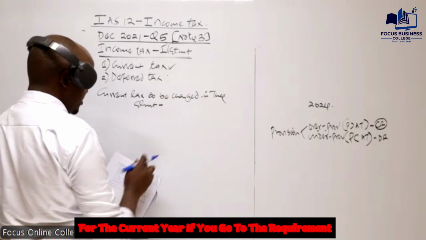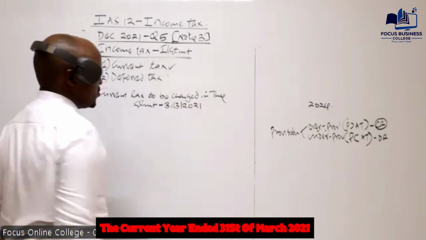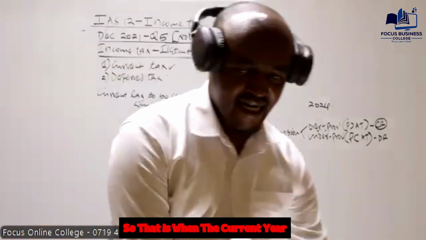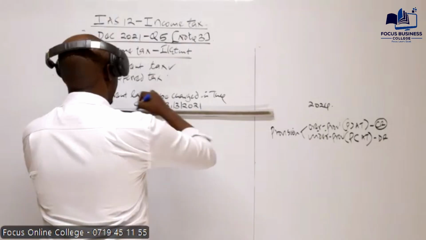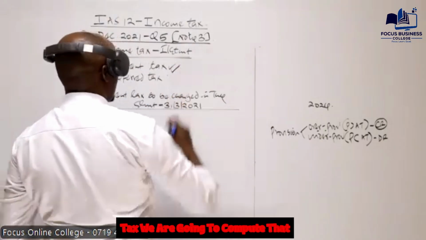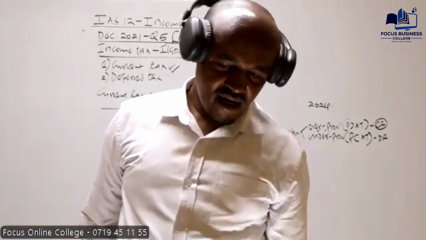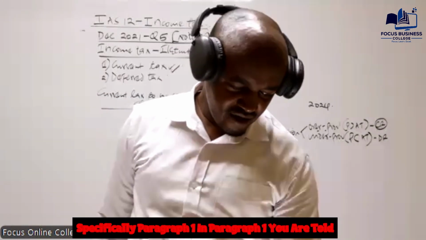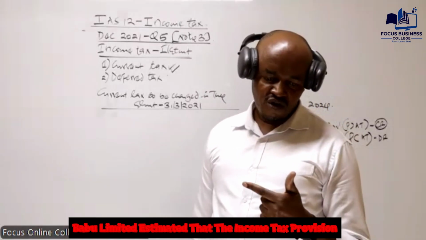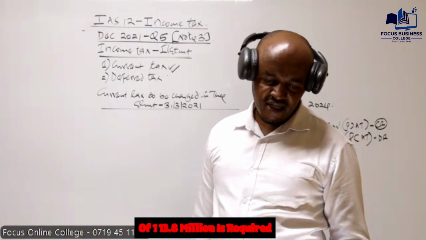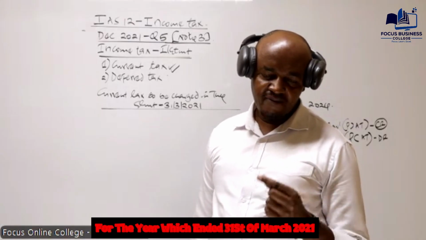If you go to the requirement, the current year ended 31st of March 2021. So that is when the current year ended. So how do we compute this particular amount of current tax? We are going to compute that using the information which we have in note number 3, specifically paragraph 1. In paragraph 1, you're told Babu Limited estimated that the income tax provision of 113.8 million is required for the year which ended 31st of March 2021.